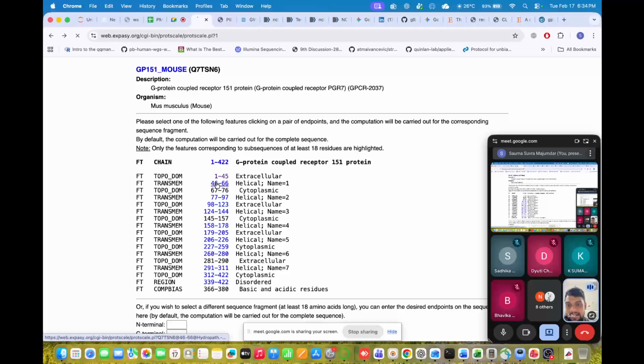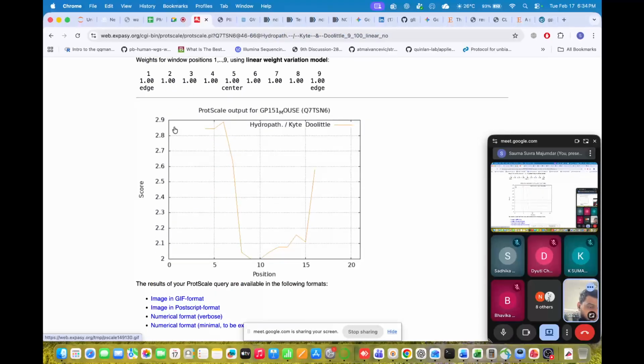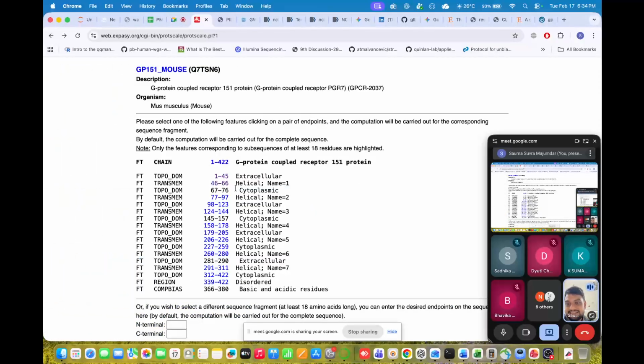Now if you go to the helical sides, you see it's ranging from 2 to 2.9. So you can try with a few proteins and see. It is quite interesting to see which part of the protein is the hydrophobic part, and if it is hydrophobic, for most cases it is embedded within the membrane, and so on and so forth, right? So this is an easy thing to do, and these are different domains that this particular protein has.